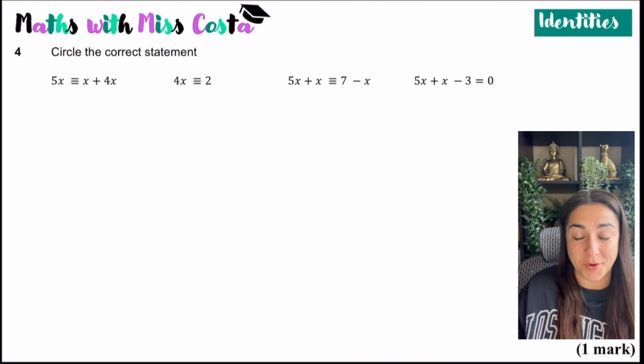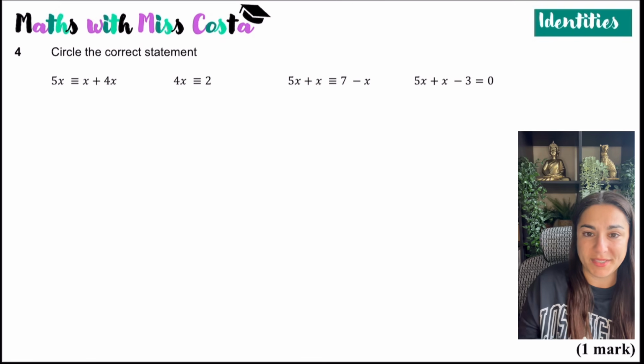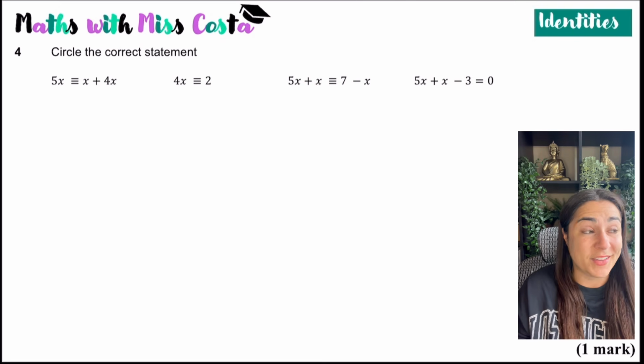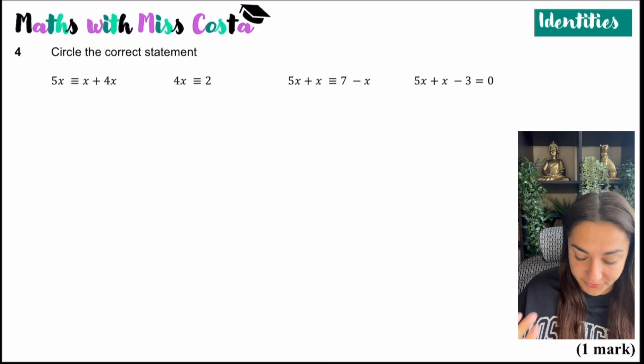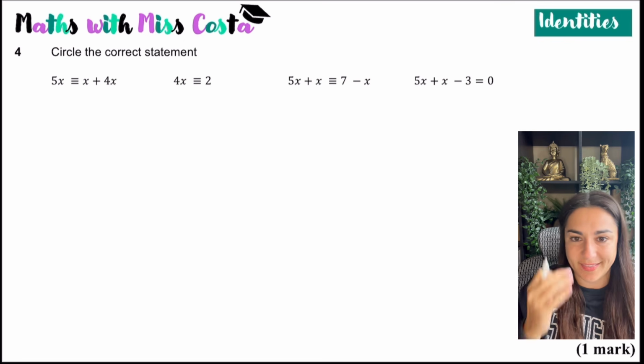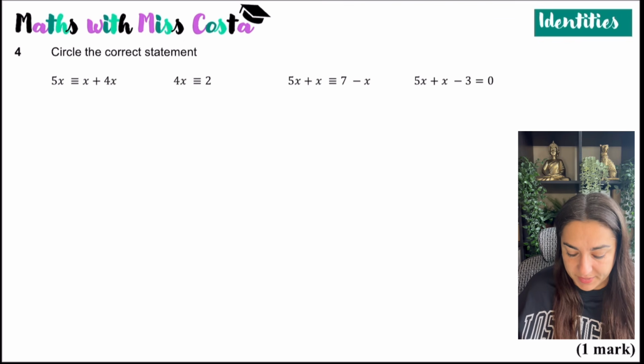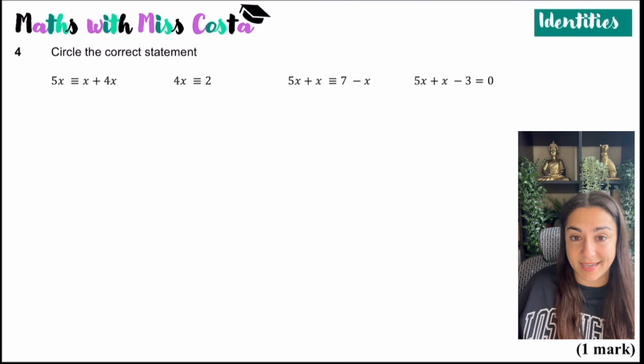Okay, so a multiple choice question. And with multiple choice questions, actually sometimes the hardest questions, because they're trying to draw out and see if you will get fooled by the misconceptions. So actually work it out. Don't just look at it and think, I'm going to pick that one. So we're trying to circle the correct statement.